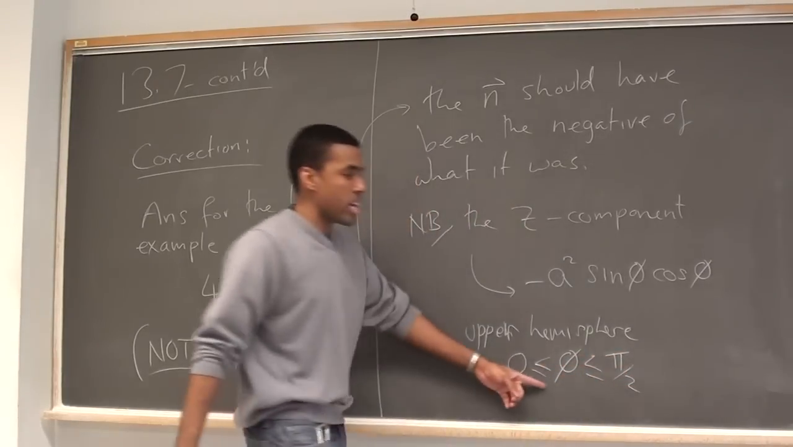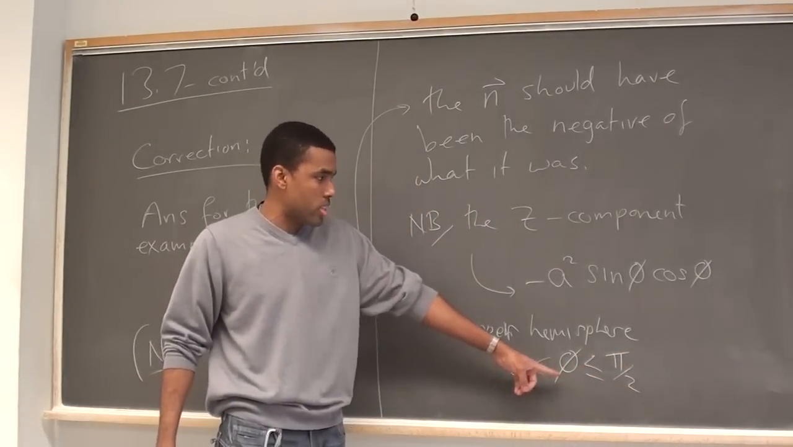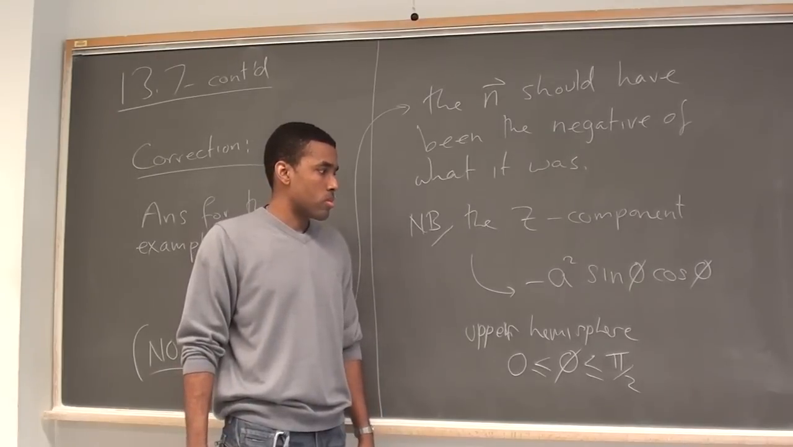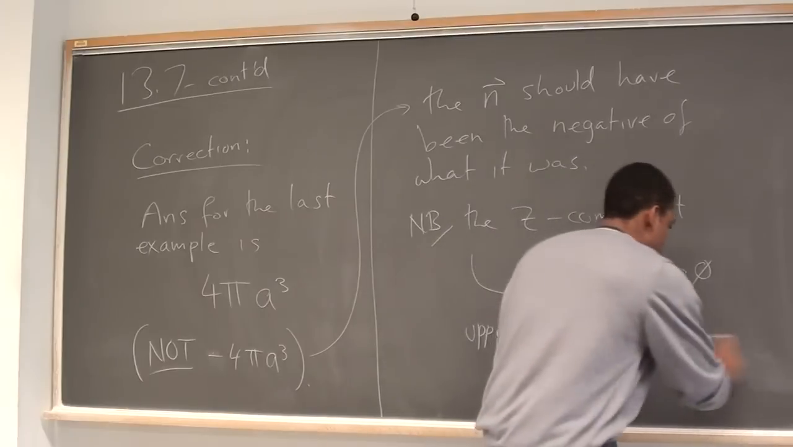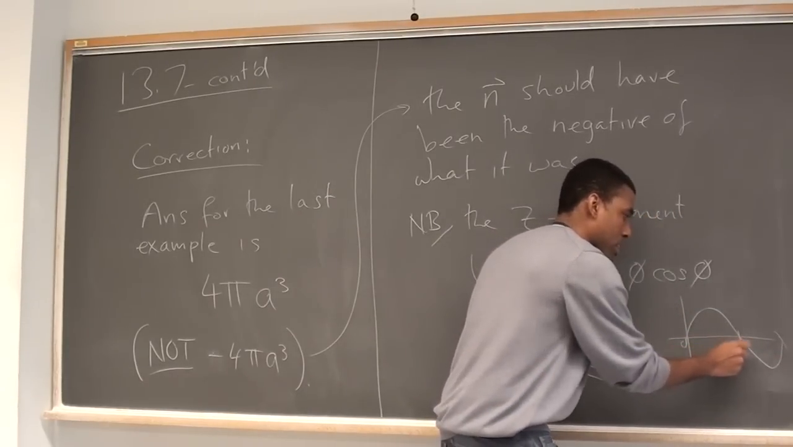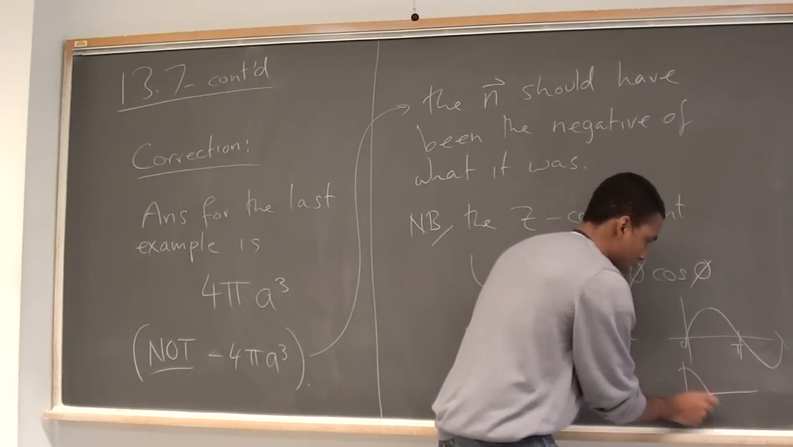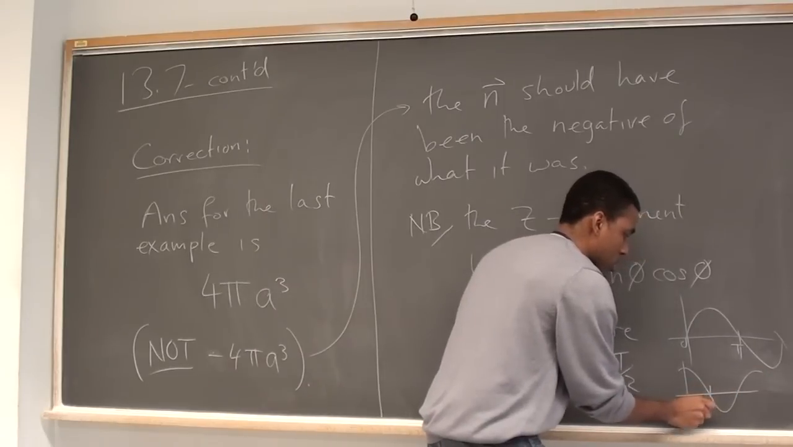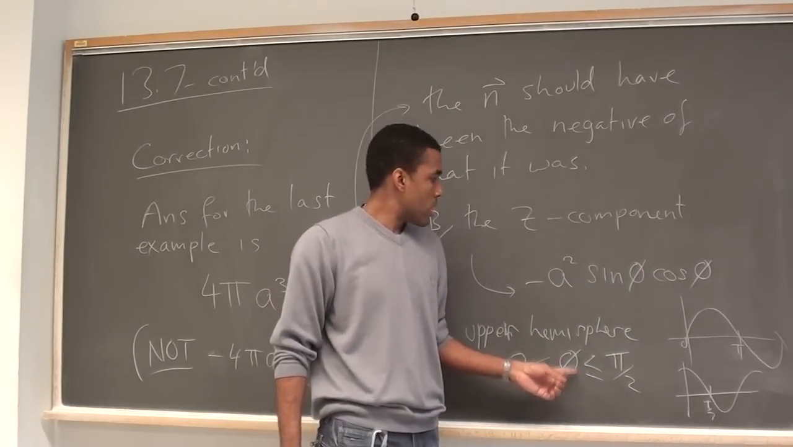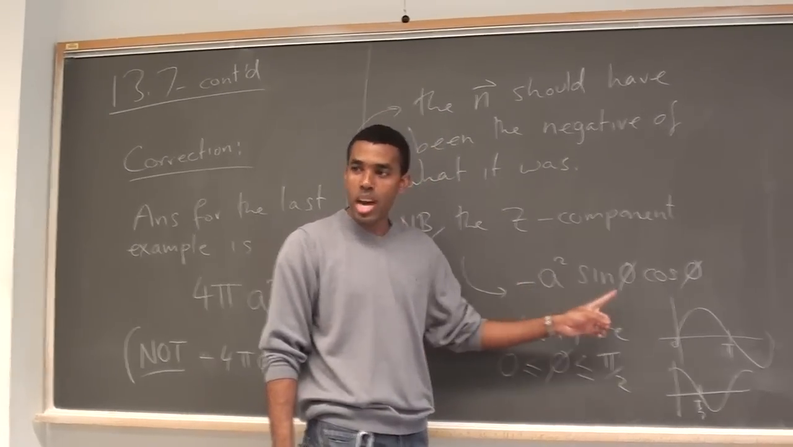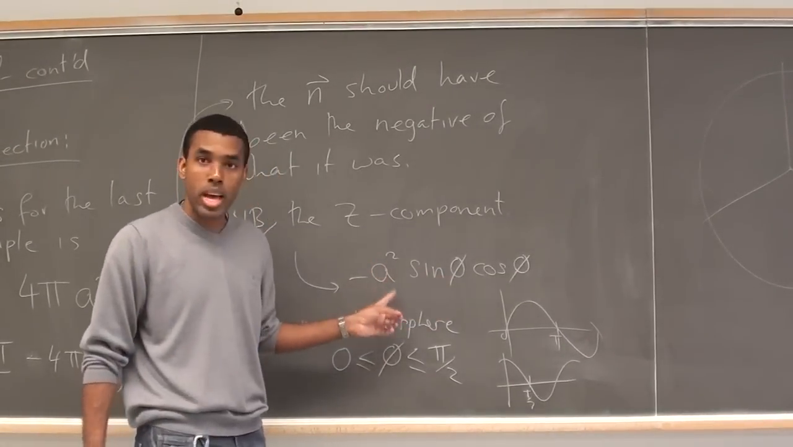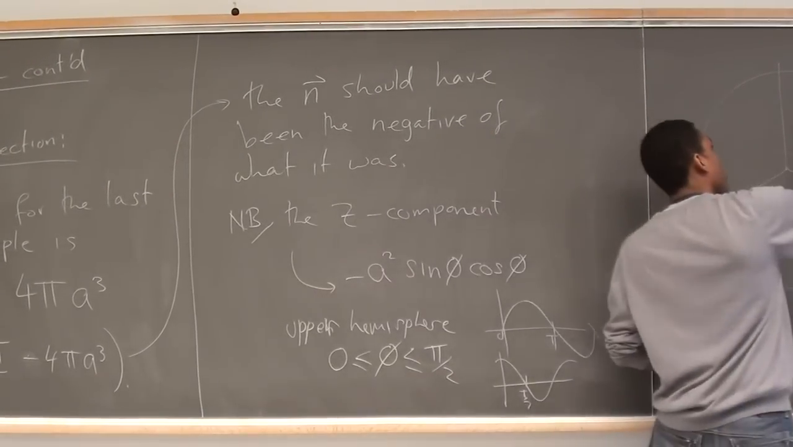Now, what is the sign of sine and cosine in this range? Well, just plugging in zero as an easy check, they're both positive. Your sine looks like this, right? Your sine is positive between 0 and pi. Your cosine looks like this, right? Cosine is positive between 0 and pi over 2. These are both positive in this range. But if I take the negative of a square times the positive number, that gives me a negative number. It means that the vector that we had, the z coordinate, was pointing down.